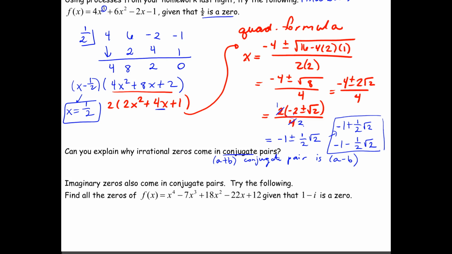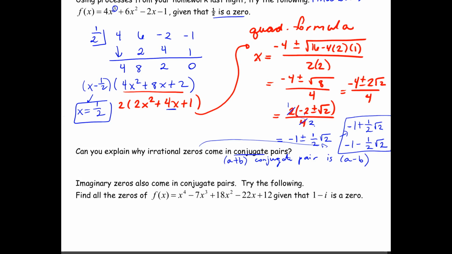So actually, I'm going to pause this. I want you to see if you can, with your partner, explain why irrational zeros, so for example, those are irrational zeros, come in conjugate pairs. So with your partner, just discuss for like a minute why you think that would be, and then we'll come back.